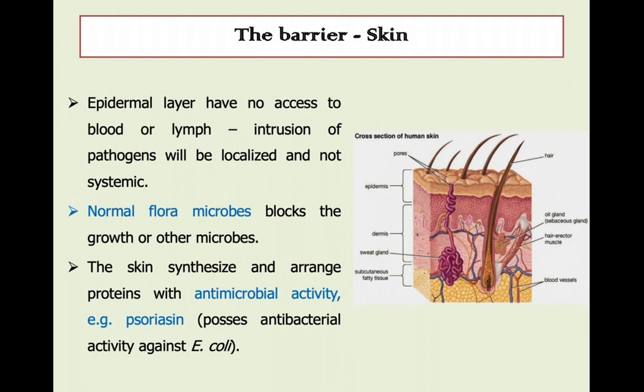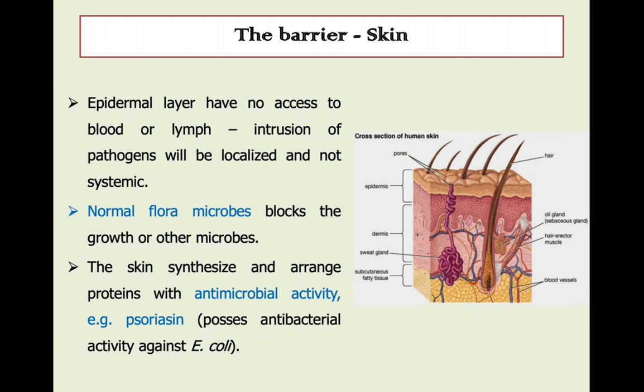Okay, as I mentioned in our first class, or in our second class, if I'm mistaken, normal flora are good microbes, very good microbes that are scattered around the skin, right? And these good microbes give extra protection to our skin, and also help in the innate immune response.